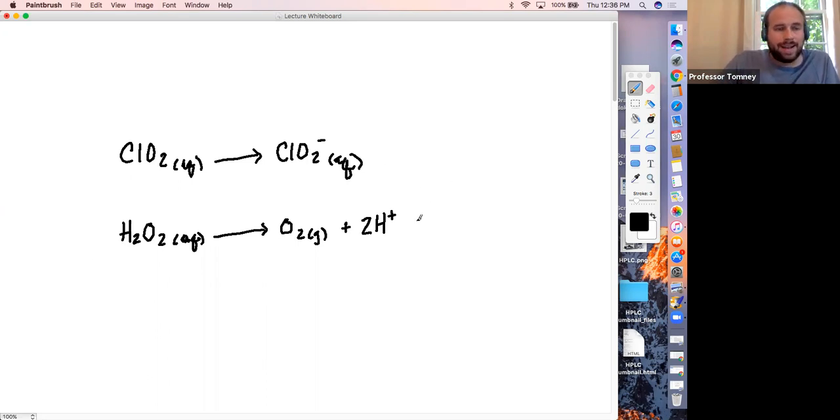All right, because this is in basic medium, I'm going to have to cancel this out with the hydroxide. So I'm going to need 2 hydroxides in order to balance this out. Now, what I do to the left, I'm going to have to do to the right. So I'll have 2 hydroxides there as well. And now I can start taking a look at the electrons. Keep in mind that I'm going to put these together. That's going to create 2 waters.